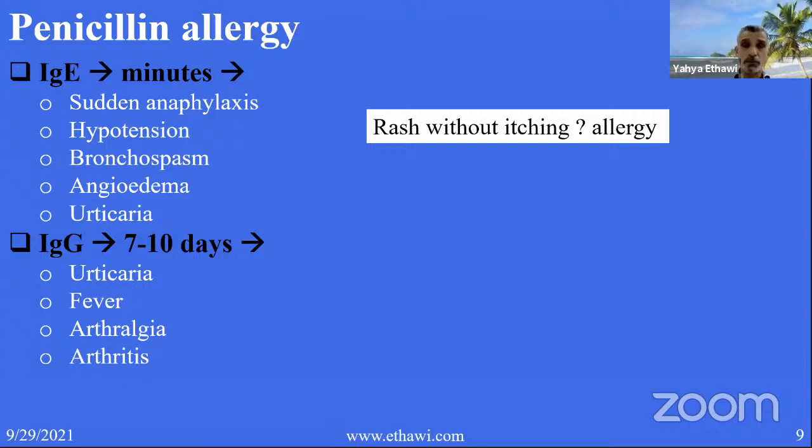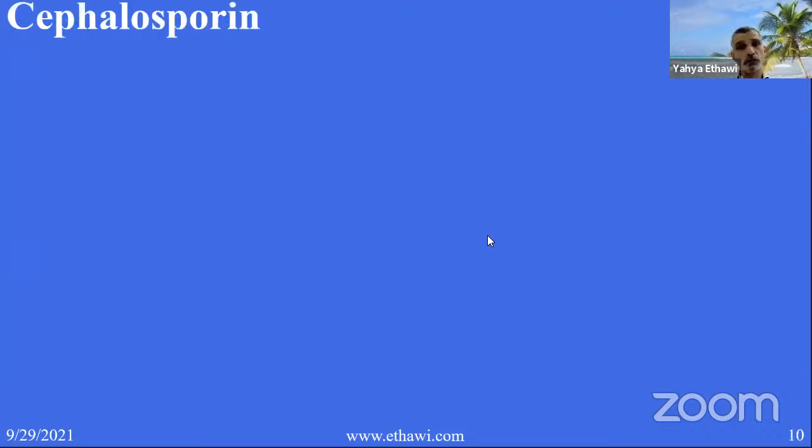So you need to remember that when there is a rash associated with penicillin but without itching, that does not mean allergy. It means there is a side effect. All drugs can cause skin rash. So when there is only a rash, with no itching, no hypotension, no bronchospasm, no urticaria, no fever, especially if it's not itching, then probably you're not dealing with allergy, but simply with some side effect of the medication.